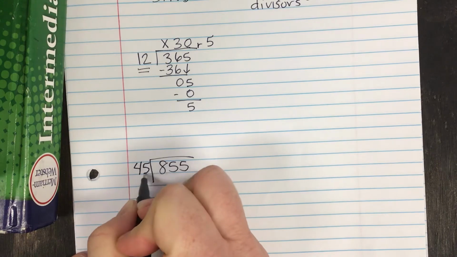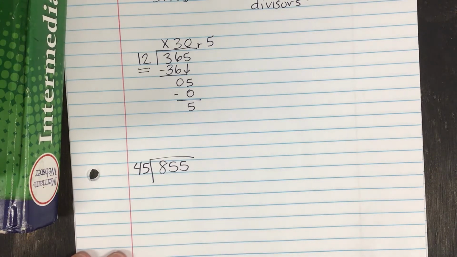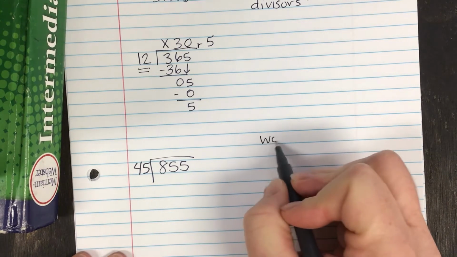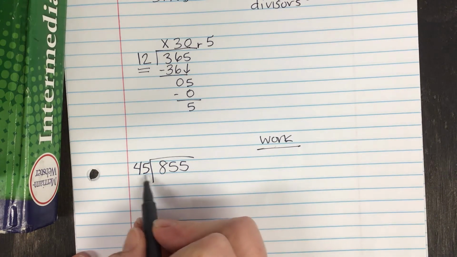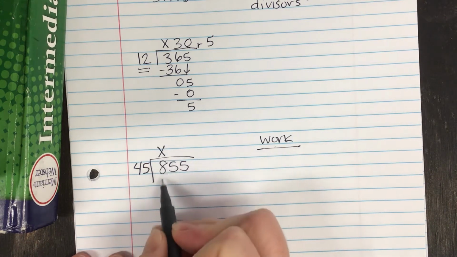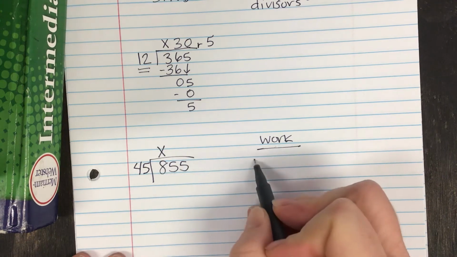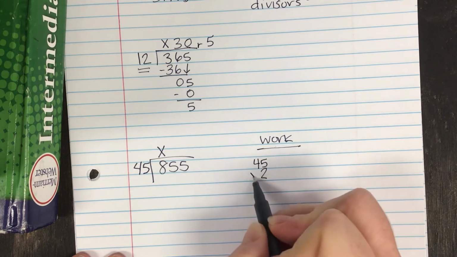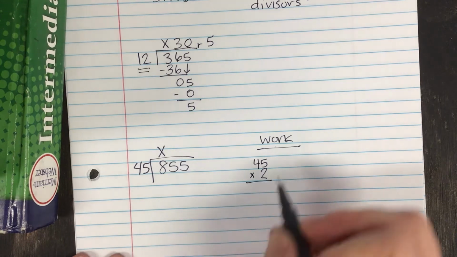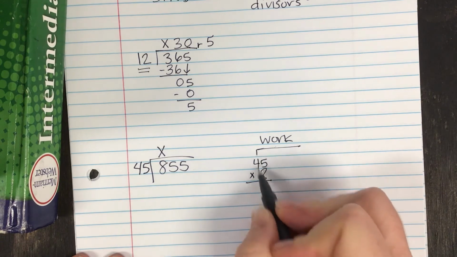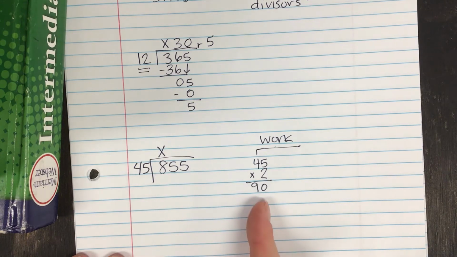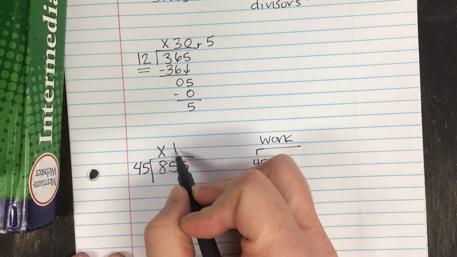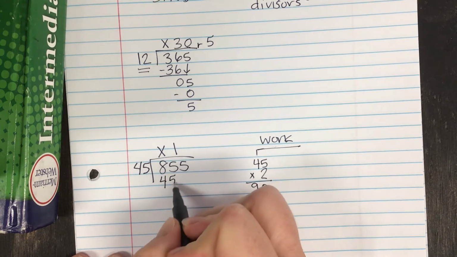So let's look at 855 divided by 45. Now we don't know our factors of 45. So we're gonna have to do some work over on the side. Okay, I know I cannot get a group of 45 out of 8, so I'm gonna move over to 85. I wonder if I could get 2 groups of 45 out. So let's multiply that and see. This is 10 and that's 9. That's too much. I'm only looking for 85. That's a little bit too much. So I have to go back to 1.